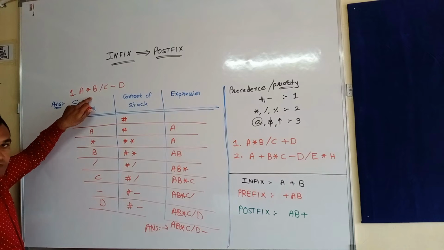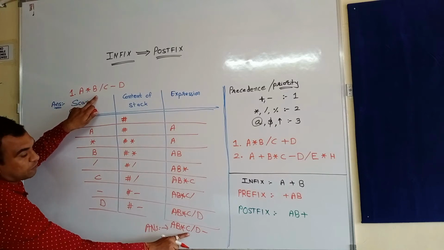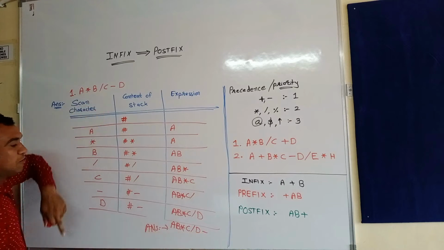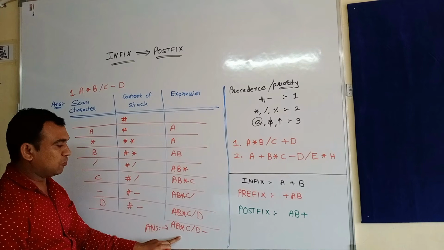So this infix expression is converted into AB multiplication, C divide, D minus. This is infix notation. This is its equivalent postfix notation.